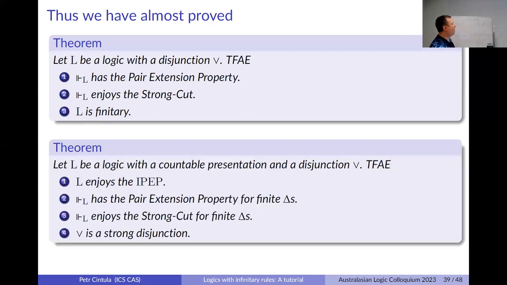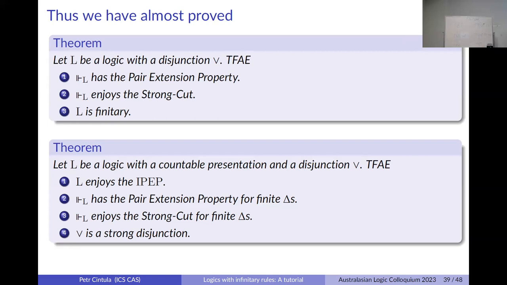And what we have not proved yet, we have almost proved, is this: we know that IPEP is equivalent with pair extension for finite deltas. We know that strong cut is equivalent to having a strong disjunction. But if we have a countable presentation, we can go back. We can go from SPCP to IPEP. This is what we wanted, no? What we wanted is, if we have a countable presentation and strong disjunction, then we have IPEP. That's our goal, to prove 4 implies 1.